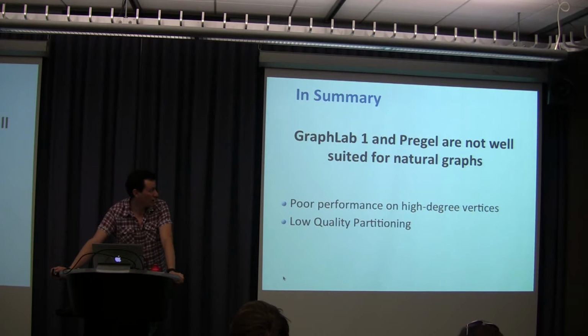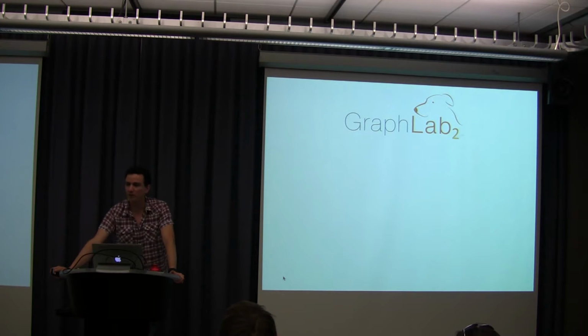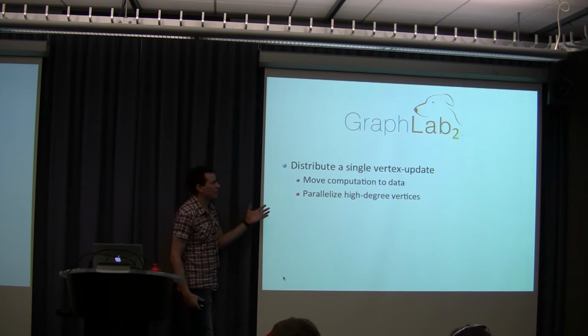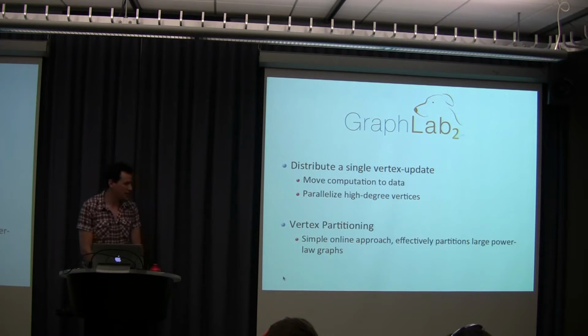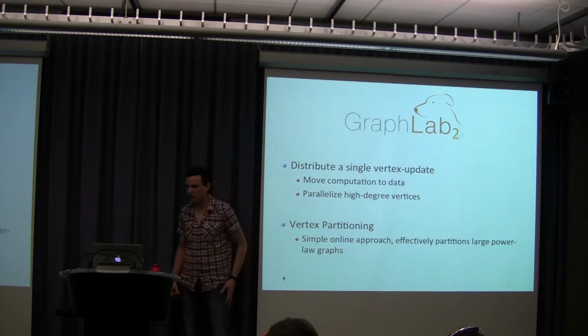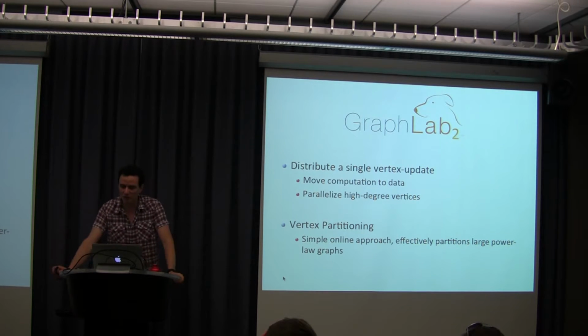And so GraphLab 1 and Pregel and existing systems provided poor performance in natural graphs with high degree and led to low quality partitions. And the recent new version of GraphLab has 2 innovations. One is a new way to specify how you do computation or how you do these update functions. And another one is a new type of partitioning problem based on what's called vertex partitioning that allows you to solve larger problems and think about more interesting ways of dealing with distributed data.